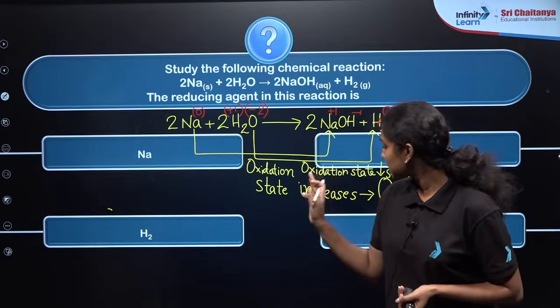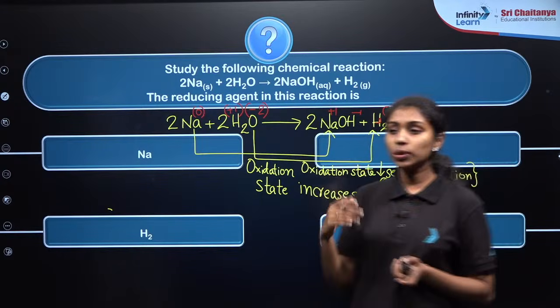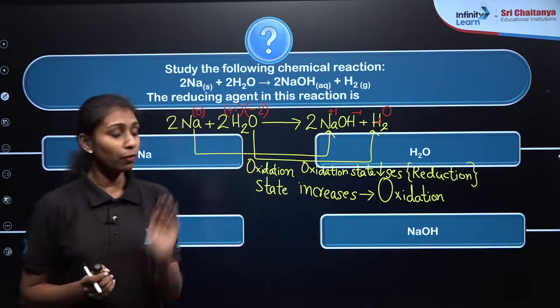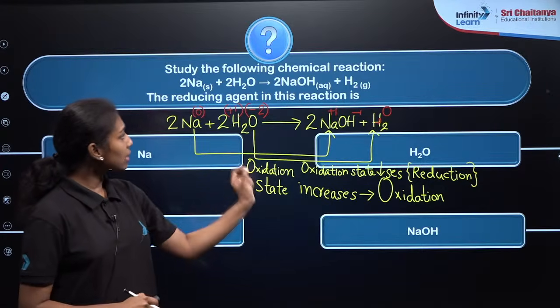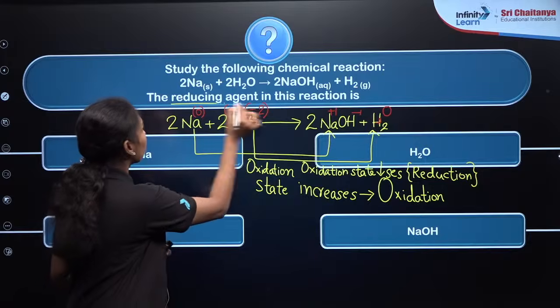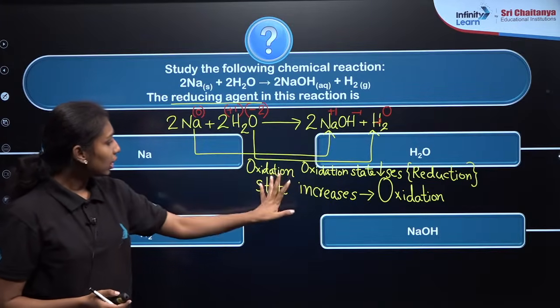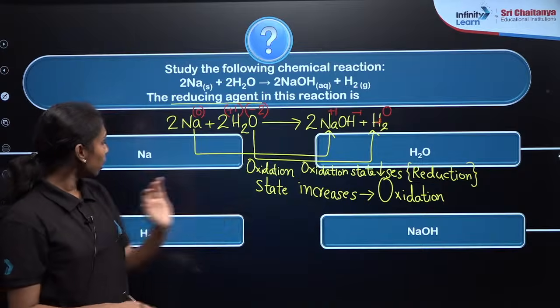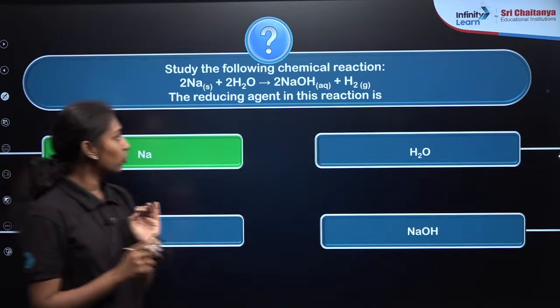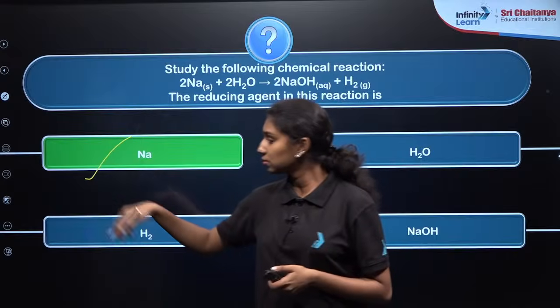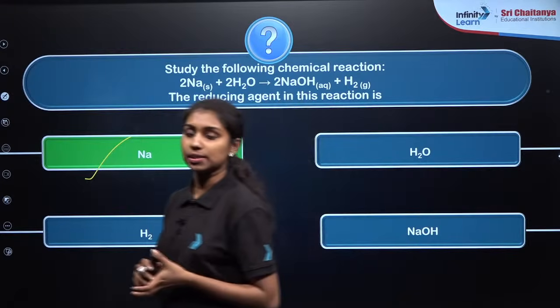So the oxidation state decreases here, so it is a reduction reaction, right? In order to identify the reducing agent in any chemical reaction, you need to identify the one which is undergoing oxidation. So here, which one is undergoing oxidation? Sodium is undergoing oxidation, so sodium will be the reducing agent. So option A will be the correct answer.